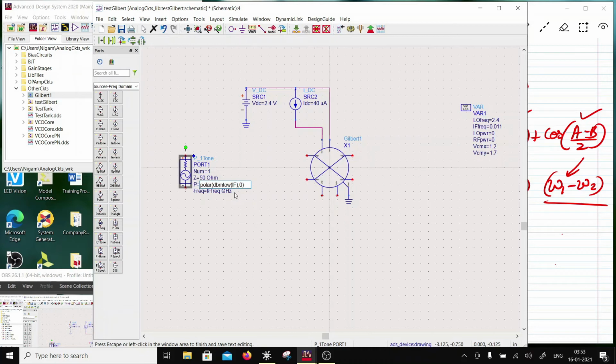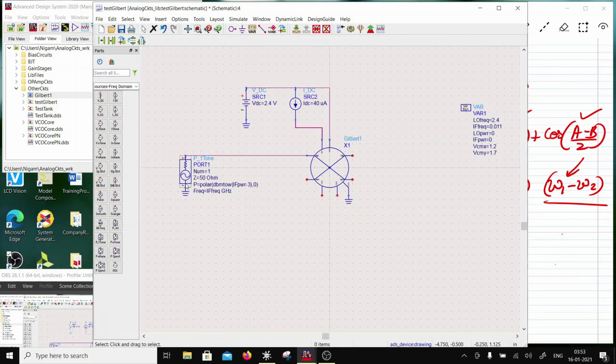IF power, correct? So this is okay. One more mistake I have done: this has to be IF power, not RF power. I'm doing an up conversion, right? So this is IF power minus 3, because this is a differential input. Another 3 dB will come from the other terminal. So -3 over here. Then I'm going to repeat that to generate a differential.